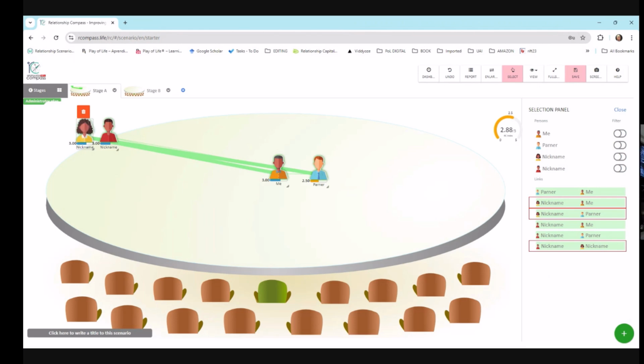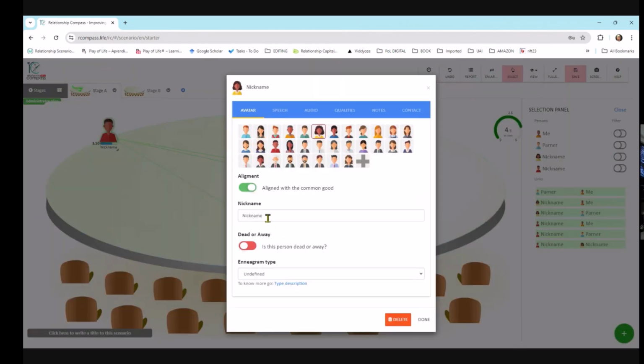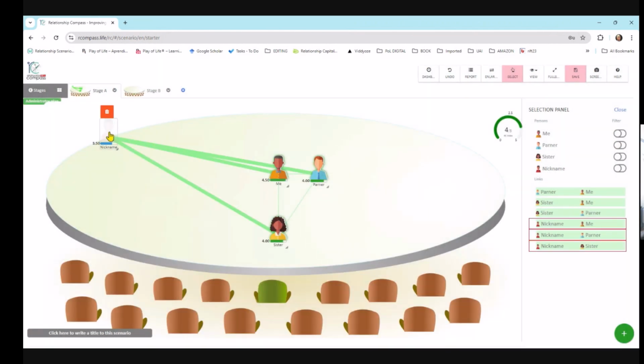Who is this one? My sister. Where do you perceive she is? Below me, more to the middle. Keep going. Yep, there. Further or close like this? Yeah, no, that's good. Okay. Would you like to put sister or her name? Sister. Yeah, I put sister and press done.